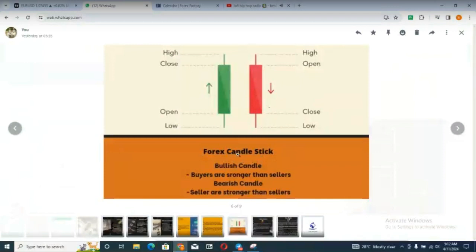So in the Forex candlestick, we have the bullish candle, which is this. The buyers are stronger than the sellers. You can see sellers in this bullish candle. While the bearish candle says sellers are stronger than the buyers. That's what's supposed to be. Sorry about that. So this is the bullish candle, which involves buyers, and the bearish candle, which involves sellers.